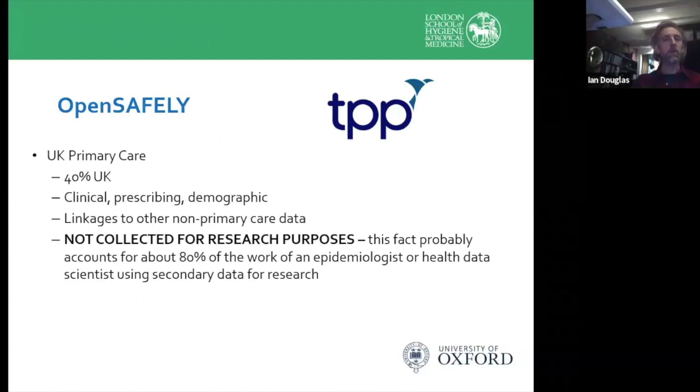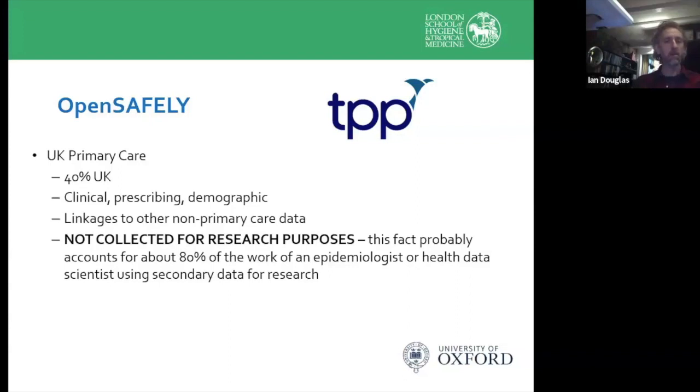So the data that we used for OpenSAFELY was primarily UK primary care data, and this was available from primary care practices using TPP software. And this is about 40% of the UK's population. It's a very rich source of data which gives us information about anything clinical, prescribing, demographic data that's recorded for patients within these practices. These data are also linked to other non-primary care data sources, and I'll talk about one of these later on.